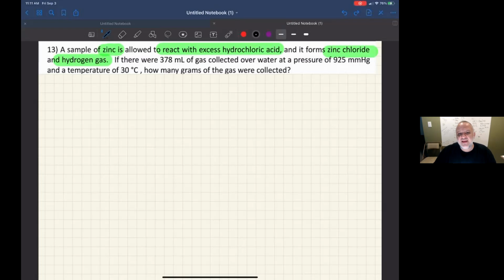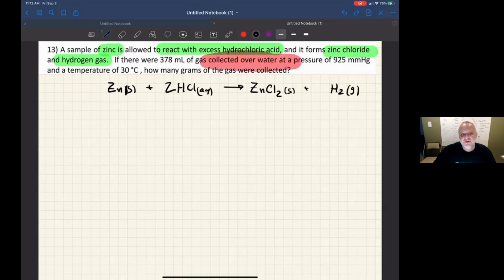This is a gas collected over water type of reaction, where you've got zinc reacting with hydrochloric acid, and it forms zinc chloride and hydrogen gas. The reason that we tell you those things is because you have to write a reaction. And so you have to be able to write down all these formulas, and in addition, you need to be able to balance the equation.